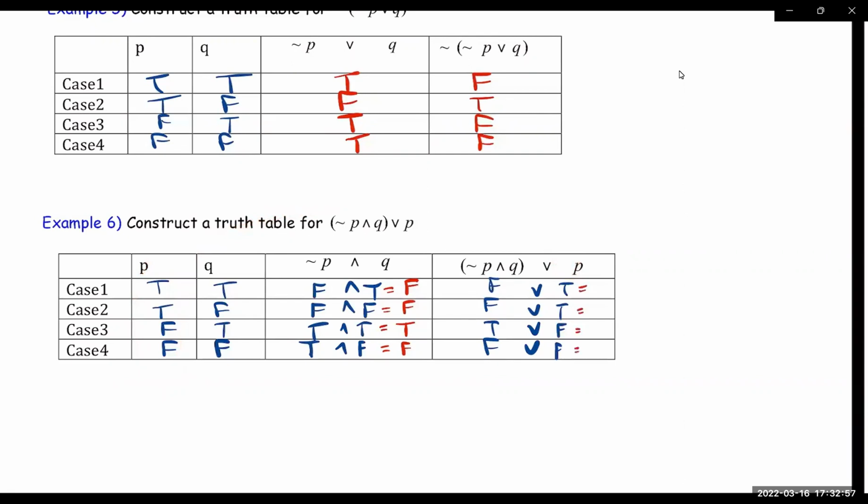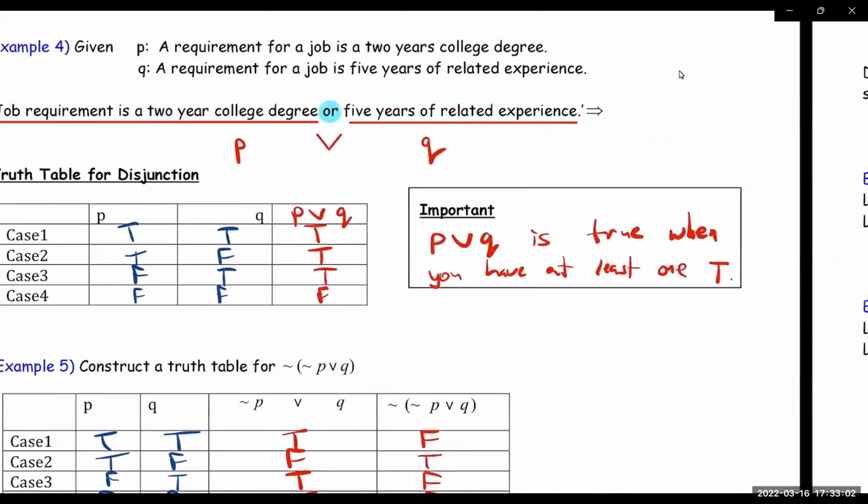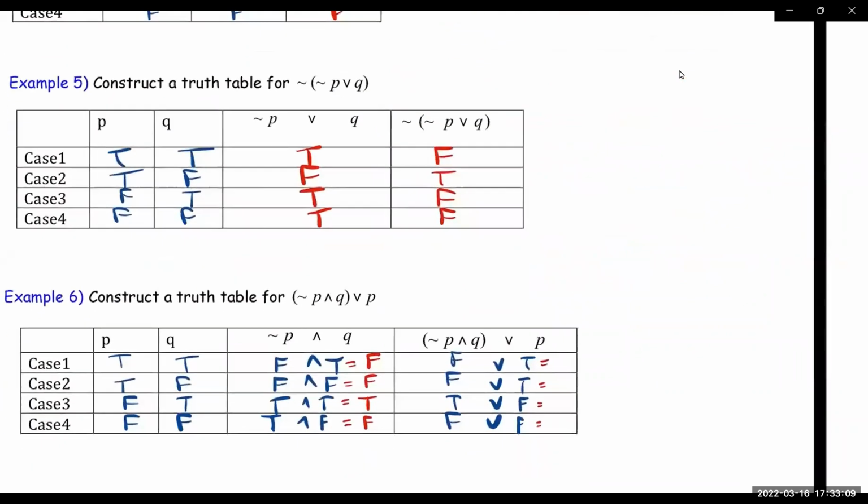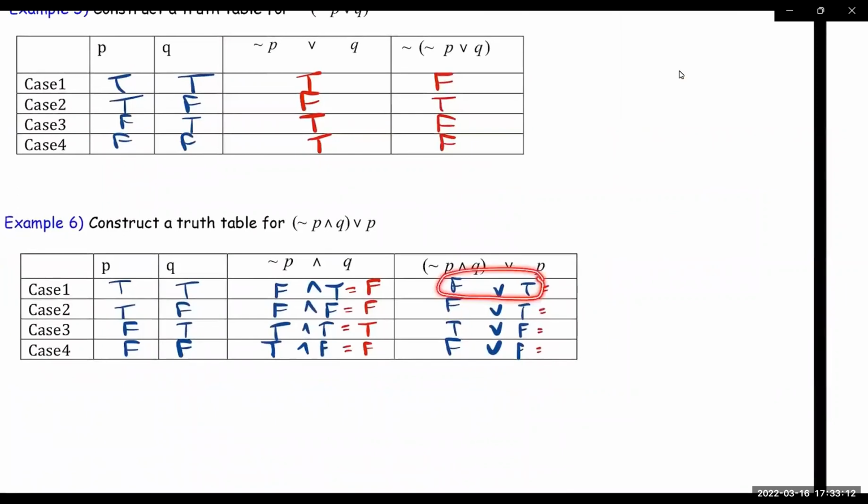Do you guys remember when it is true for or? When either one of them is true. Yeah, P or Q is true when you have at least one true. You don't need both of them to be true, you only need at least one. So in this case, would this be true or false? True, because at least one of them is true. And then the next one, true again. And the next one, true. And then the last one is false, because both of them are false. So this is your final answer.